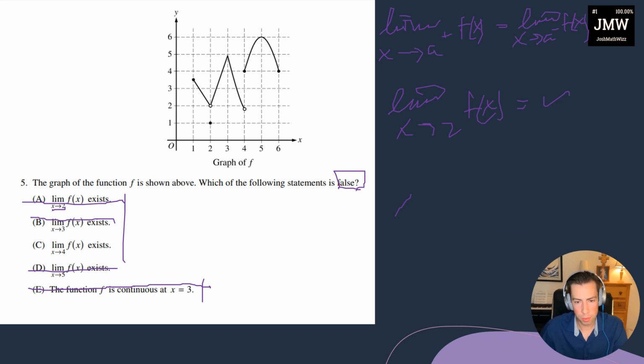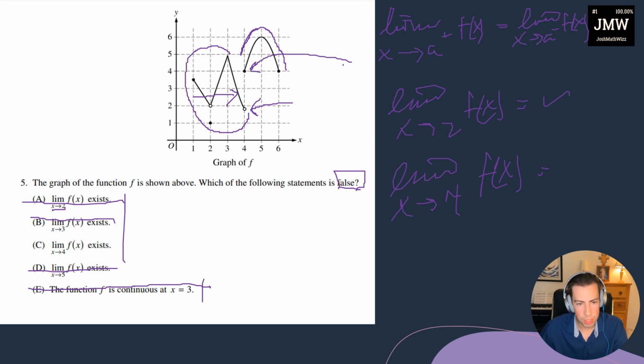Answer choice C is saying the limit as x approaches 4 for f of x exists. Now let's look at this. Whenever I have my function here, this is one kind of function, and then this is going to be another function. The problem is that whenever I approach from the left, I have a hole right there. Now, whenever I approach from the right, I have a point.